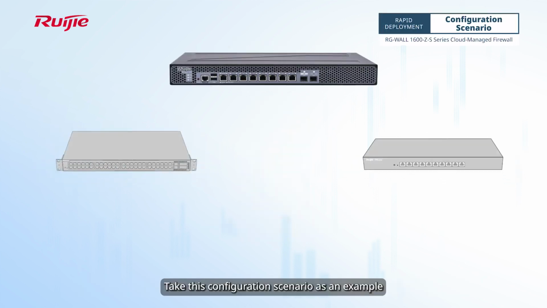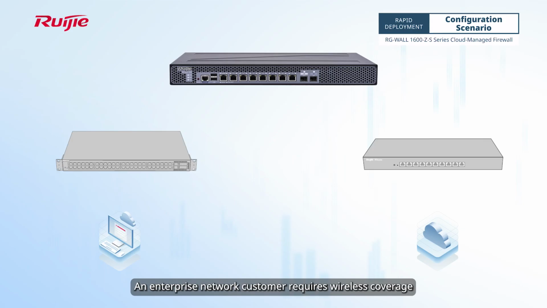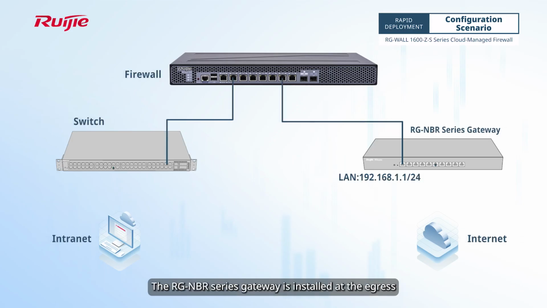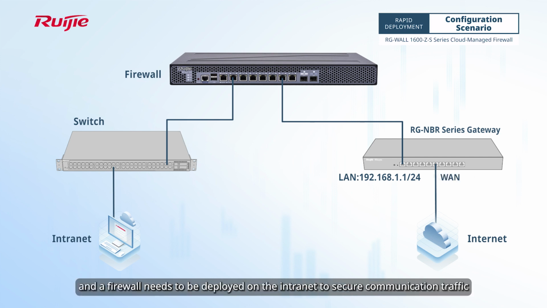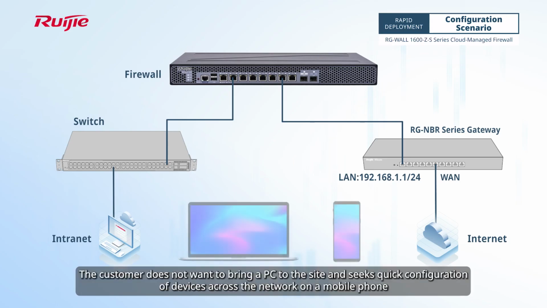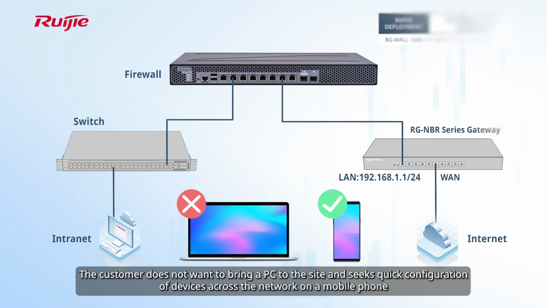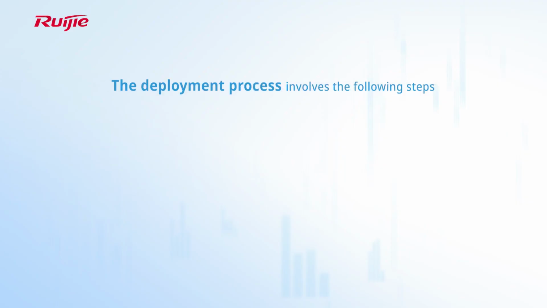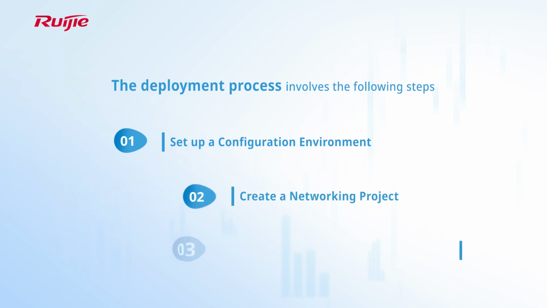Take this configuration scenario as an example. An enterprise network customer requires wireless coverage. The RGWALL series gateway is installed at the egress and a firewall needs to be deployed on the intranet to secure communication traffic. The customer does not want to bring a PC to the site and seeks quick configuration of devices across the network on a mobile phone. The deployment process involves the following steps: set up a configuration environment, create a networking project, and verify configuration.